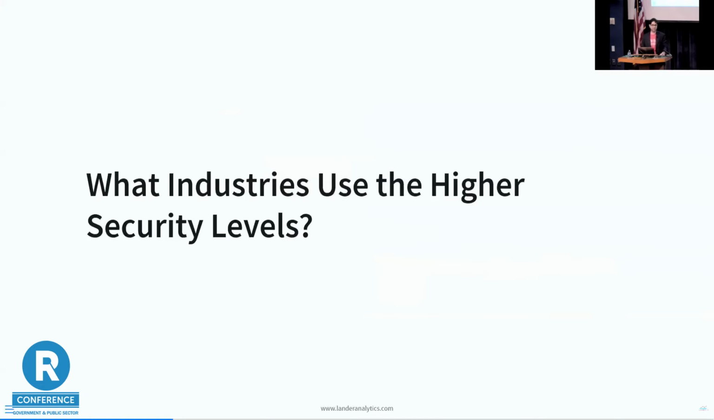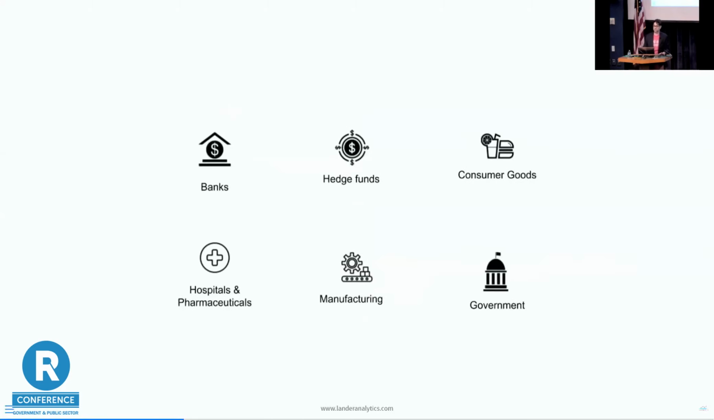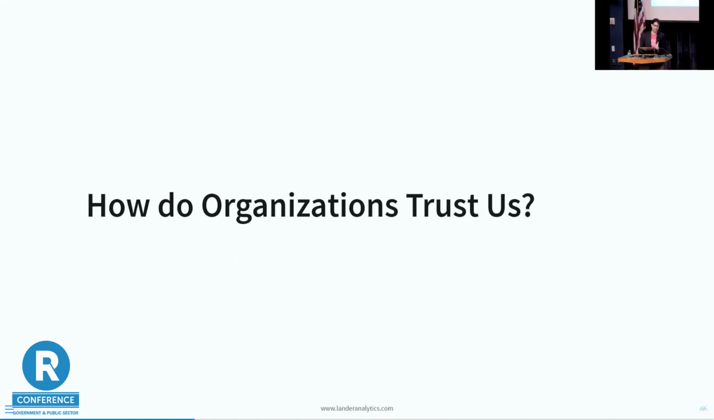So who is doing this? What types of organizations are air-gapping or various levels of security? Pretty much everyone these days. Banks, hedge funds, insurance companies have been doing it a little longer than others, but pharmaceuticals and hospitals really care about this. Manufacturing, even consumer goods are doing this now. They're taking it seriously. No one wants to be breached. And of course, the government is doing this.